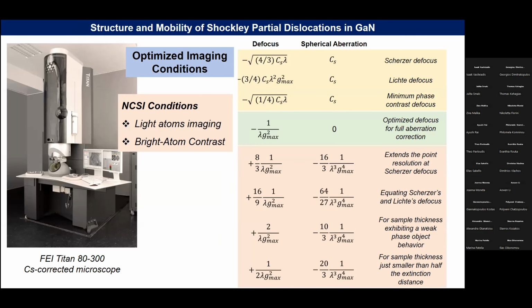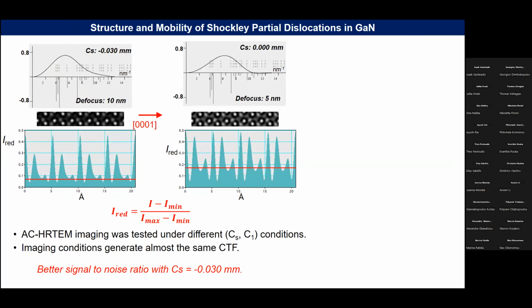Professor Drakopoulos gave us previously all these mathematical expressions of optimized imaging conditions. As mentioned, we need to check some of them, and all of them, in order to have the best conditions for our work. We checked them all, and we found that the last one is the proper imaging condition to analyze our dislocation cores.